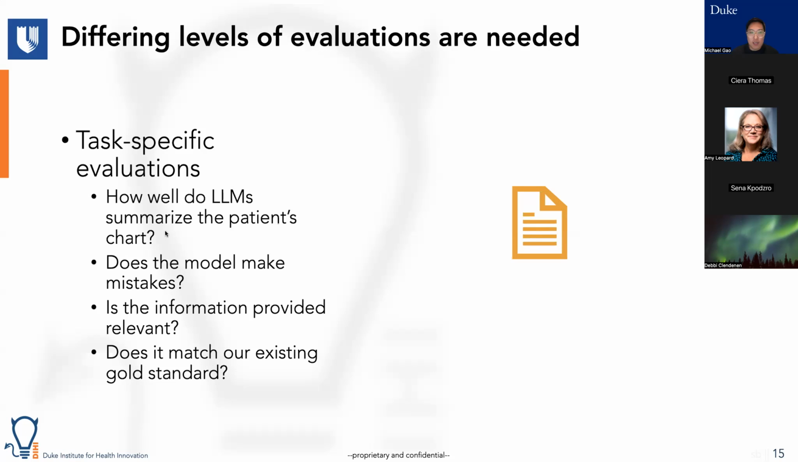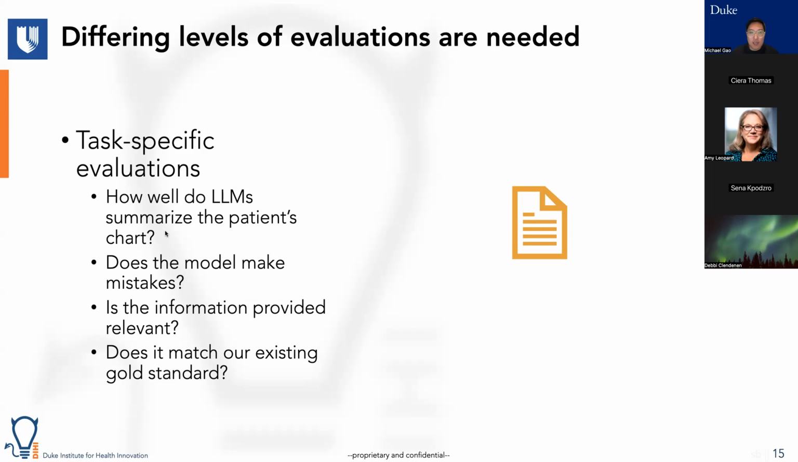Some of the task-specific evaluations or questions that we might ask are, for example, how well do the large language models actually summarize the patient's chart? Does the model make mistakes? Is the information that's provided relevant? Does it match what our existing gold standard looks like? And you can imagine many more, right? Does the summarization have any sort of bias? Does it work well equally across different languages? There are so many questions that you can ask specifically about the task of doing chart summarization.